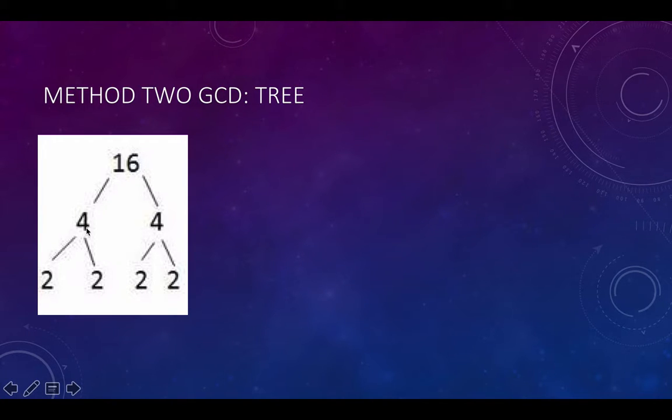But from there, we can break down 4 farther. So we take the 4 and we say what times what equals 4? 2 times 2. And so we make our branches yet again, and we put 2 and 2 to represent 2 and 2.